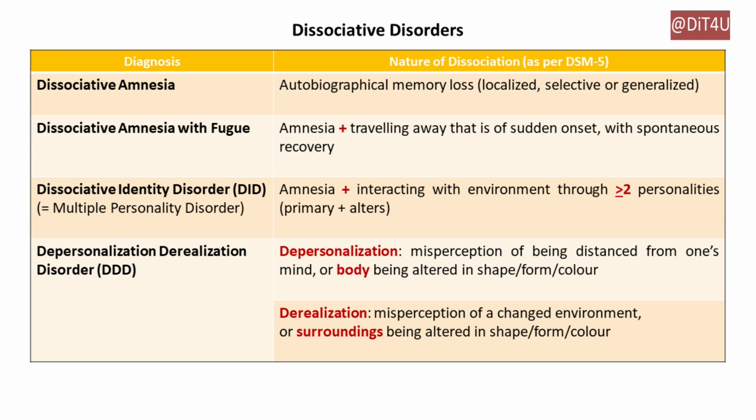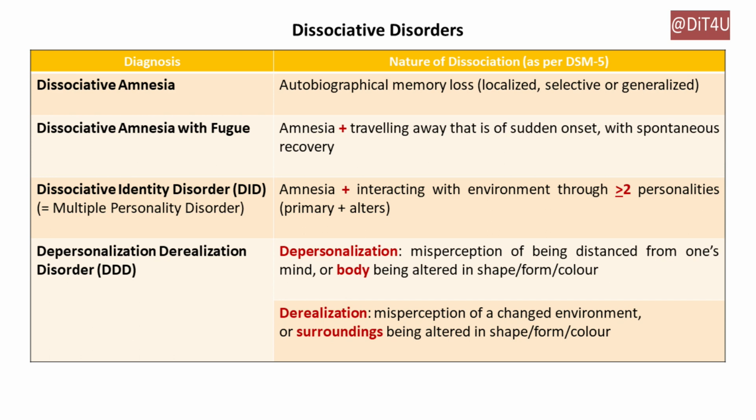Fugue means traveling away, that is of sudden onset, but it recovers spontaneously. So the person loses memory about himself and wanders about aimlessly, and can end up in a different town altogether. Then suddenly when it passes, he will come to and he will struggle to understand how he got there. So that is a typical description of fugue.